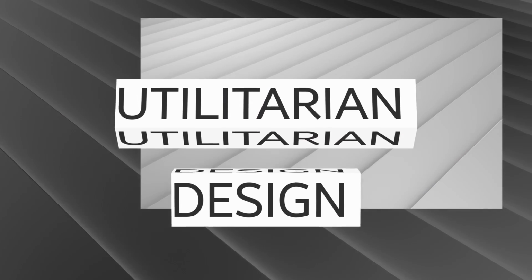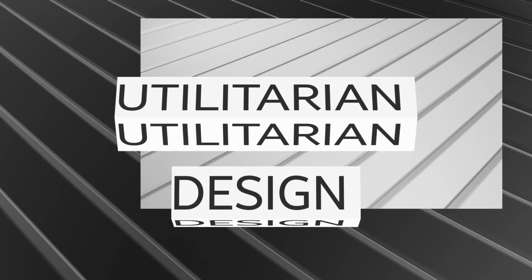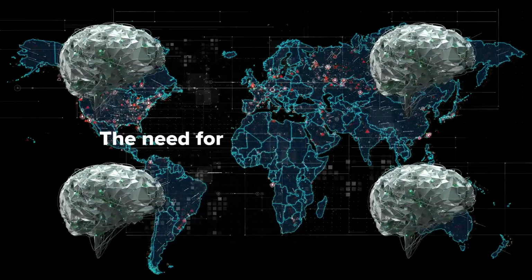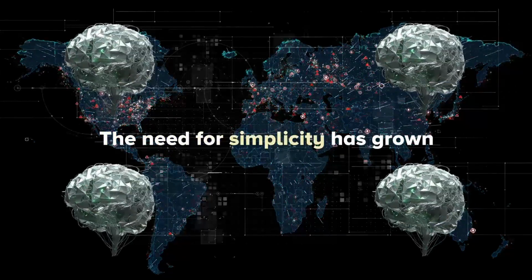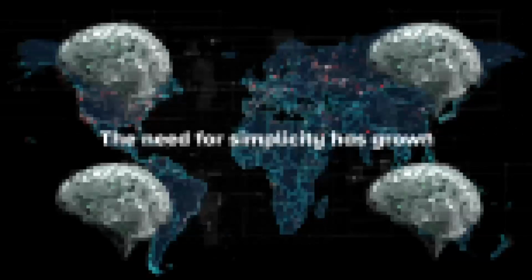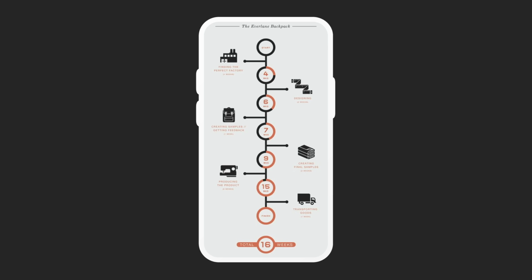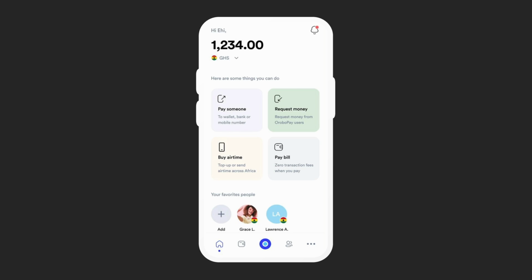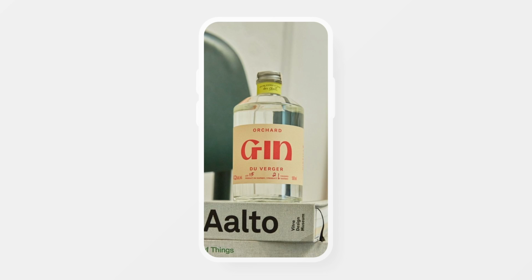Utilitarian design is a trend that is more of a movement, to be honest. As the world moves into a digital realm, the need for simplicity has just simply grown and grown. This design trend often involves the use of simple, straightforward layouts, clear, clean typography, and concise messaging. It's kind of like a no-nonsense style, similar to brutalism.